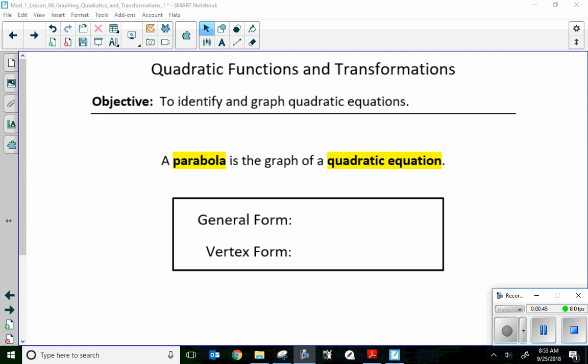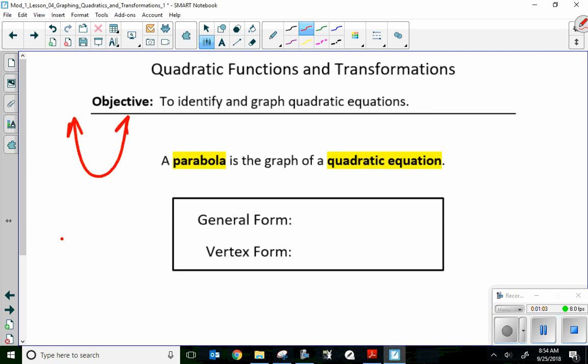Quadratic functions and transformations. All right? Our objective is to identify and graph quadratic equations. And really, a parabola, by now you should know this, is really the graph of a quadratic equation. Parabolas are our smiley faces, or our frowny faces. All right? Those are our parabolas. And there are really two ways you can represent the equation of a parabola. The first way is the general form.